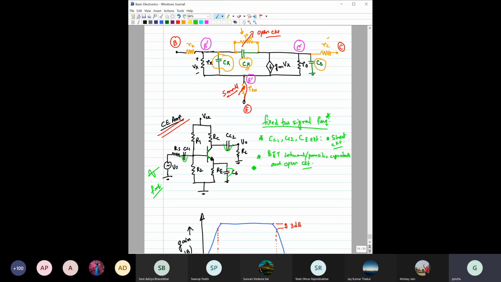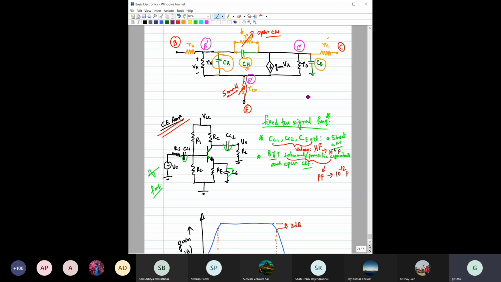Why could we take this criterion? Because the typical values of CC1 and all these external capacitances are in the range of microfarad, whereas the internal or parasitic capacitances associated with this BJT are in the range of picofarad. So pico means 10 to the power minus 12 farad. Micro means 10 to the power minus 6 farad.